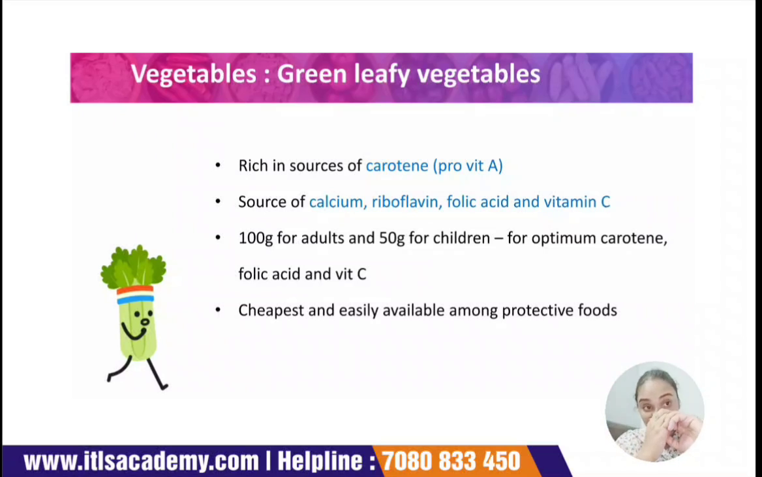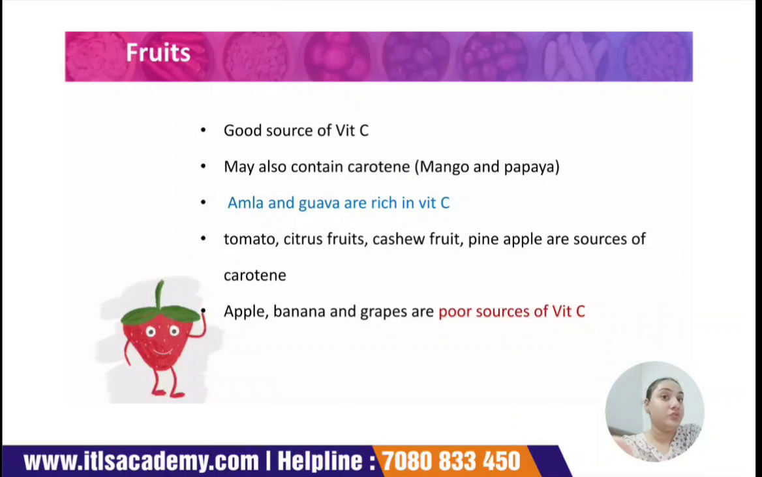So the green leafy vegetables have a good source of vitamin C, and a good source of iron. They are a good source of folic acid, and the cheapest and most easily available among the protective foods. If you compare these vegetables with any other food groups, like nuts, leafy vegetables are quite cheap among all of the food groups, and yes, they are easily available. And they are a good source of different types of nutrients.